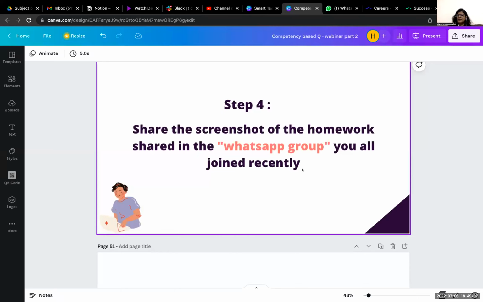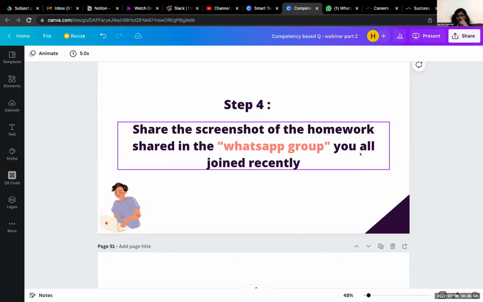And after that, just take a screenshot from your phone and send the picture in the group which you all recently joined. Okay, that is the activity. Quickly, we'll complete the activity by 7 p.m. It's a 10 minutes activity. And I'll quickly share my screen right now to show all of you how it is done. So by 7 p.m. we will wrap up the activity.